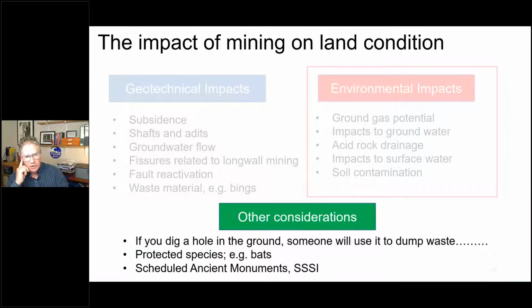All right, so just finishing off with some other considerations here. The first one is that if you dig a hole in the ground, somebody's going to use it to dump waste, and that's very true in Glasgow, where a lot of the clay pits that were dug in the 17th and 18th centuries in the east end of Glasgow were subsequently used to dump some of the chromate processing ore from the White Factory in Glasgow. So anytime you've got a site where there's been any form of mining, especially clay mining, you've also got to wonder whether it was used at some point as a landfill or to dump waste.